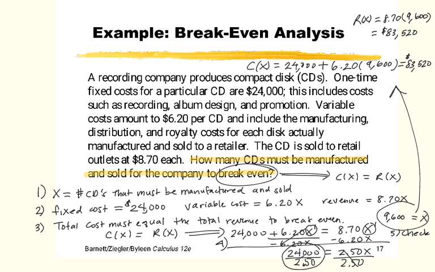Okay, so now I can make sure I answer my problem's question. Here it says how many CDs must be manufactured and sold for the company to break even. The company must sell 9,600 CDs. Okay, so I'll squeeze it in here. The company must sell 9,600 CDs. Oh, let me not put a dollar sign there. CDs to break even. Okay, and that's answering our problem's question.